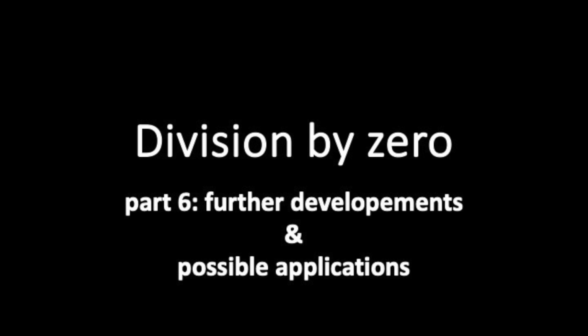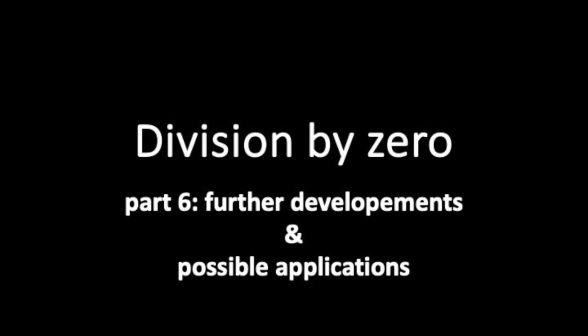This is the sixth and final part in a series of videos on division by zero. In this video, we'll explore some potential further developments and applications of zero numbers, hypercomplex numbers, and metacomplex numbers. To some extent, this exploration will be rather speculative. But at the end of the series, it's maybe not a bad idea to look beyond the horizon of the developed theory. Let's begin by examining what happens when numerical values approach infinity.